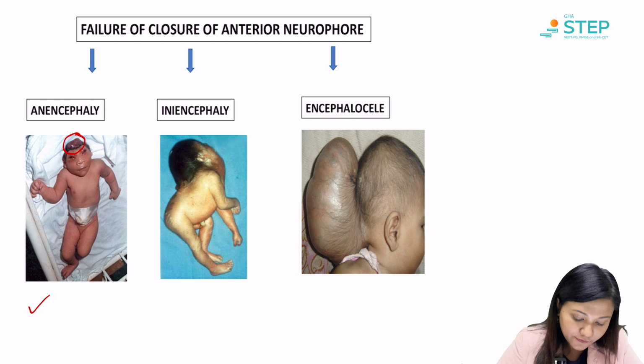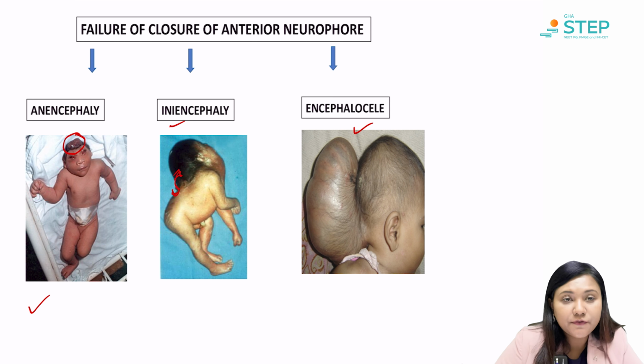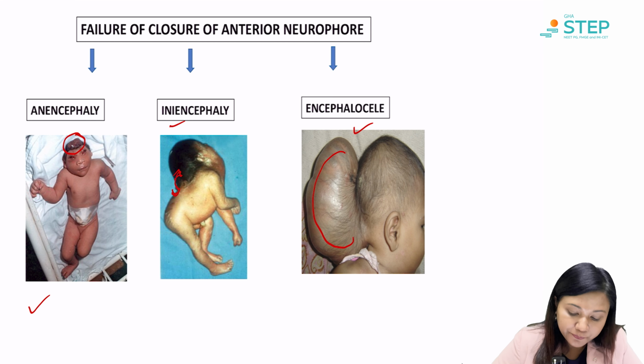So this is anencephaly. Then you might have iniencephaly, that is you will have poor development of the occipital bone, and then there will be retroflexion, retrograde flexion. And then you might have another condition known as encephalocele. What happens here? The skull bones are not developed, so the contents of the brain will bulge out. Okay, so here you will have the skin surrounding the contents of the brain, but in anencephaly the brain is exposed to the external environment. So these are the three conditions which are seen on failure of closure of the anterior neuropore.